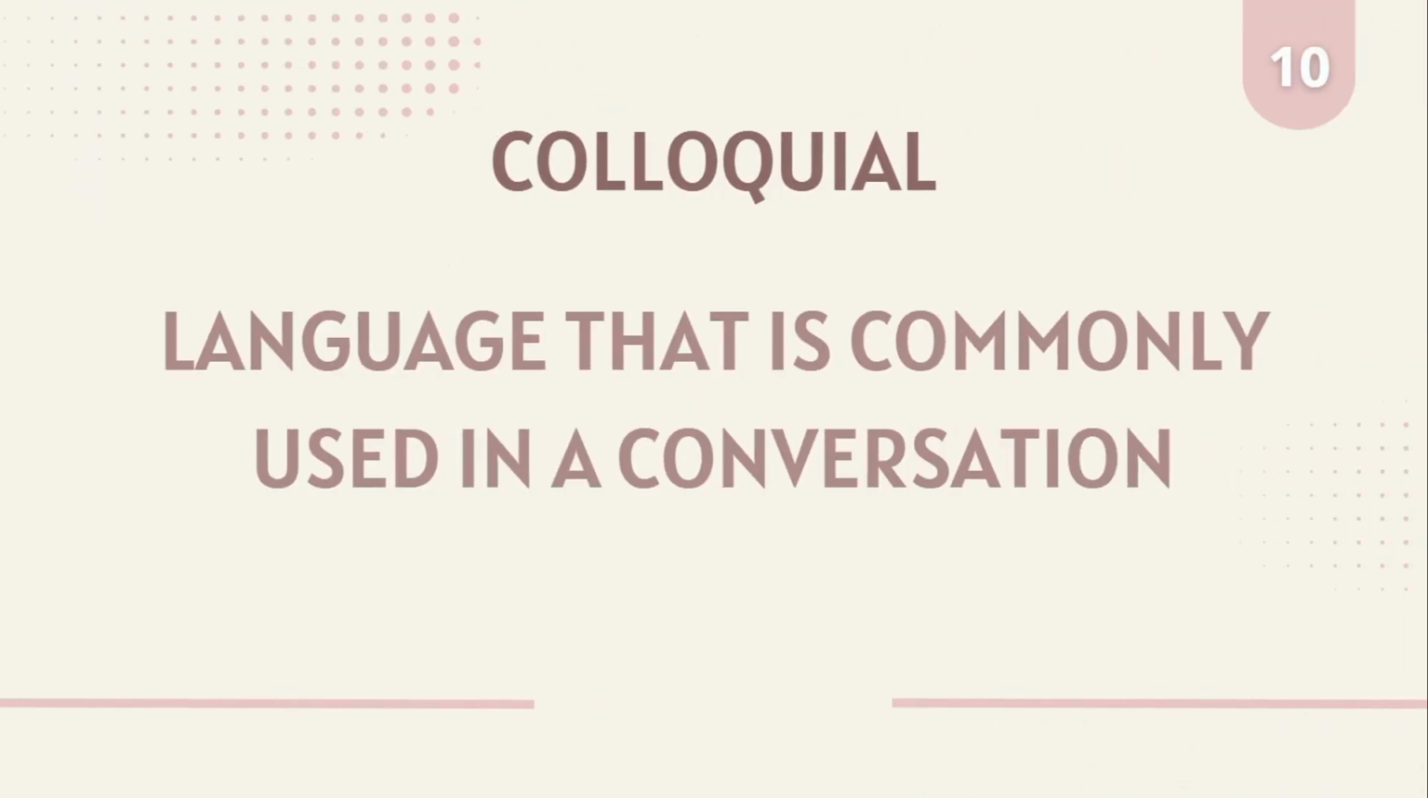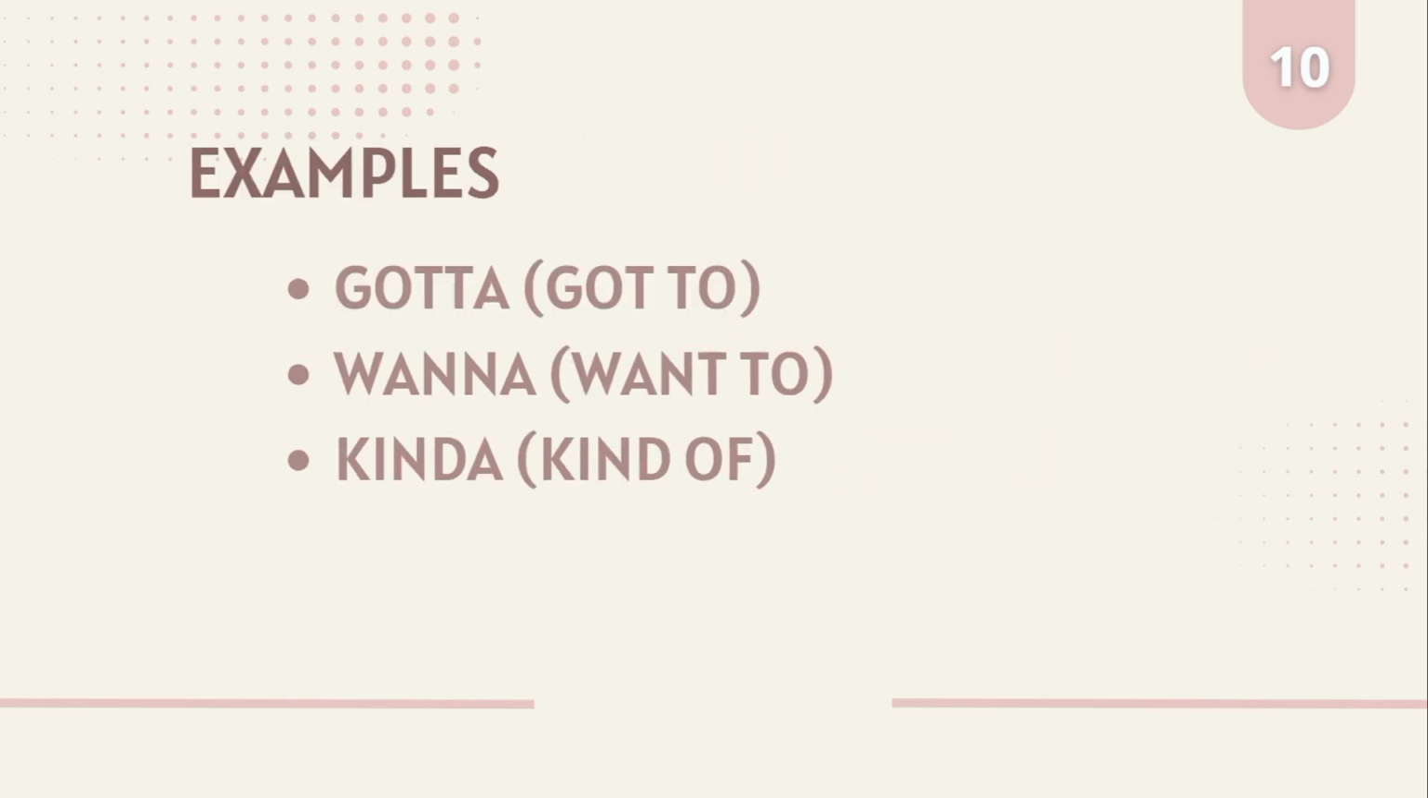Third is the colloquial. It is a language that is commonly used in conversation, also referred to as spoken language. This language is what we use for our daily conversation. It is not formal but also not too informal. The examples of colloquial are the words gotta, that means got to, wanna, that means want to, and kinda, that means kind of.